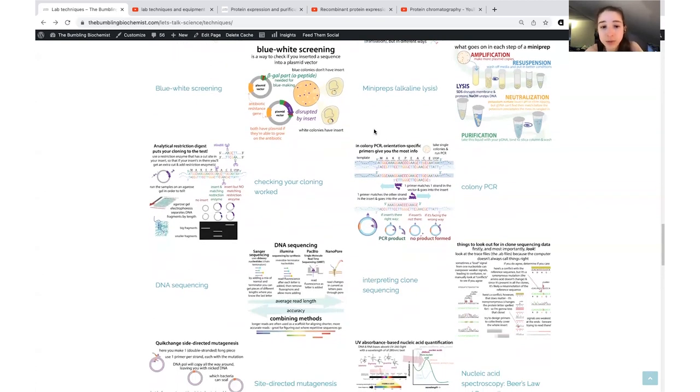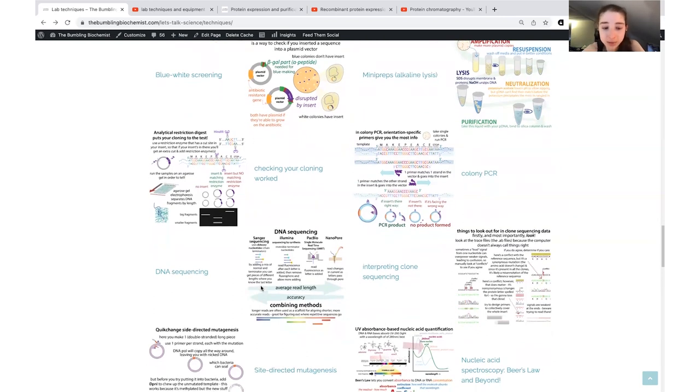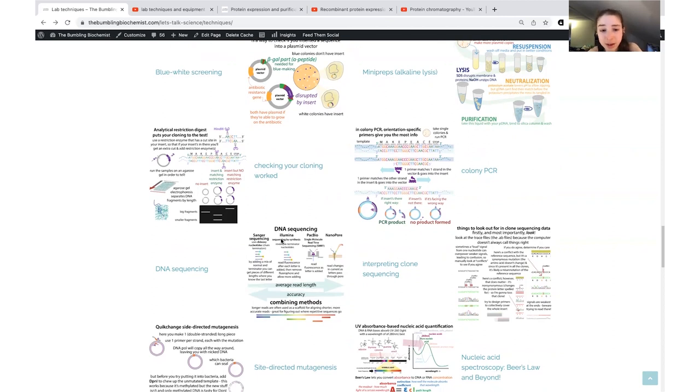So often you do one of these to get an idea, but then you send it for sequencing to be really, really sure. To be honest, sequencing these days has gotten so cheap that a lot of times we skip the analytical digest or the colony PCR step and go straight to sending some of these clones for sequencing. We pick like 3 to 5 and send them for sequencing.